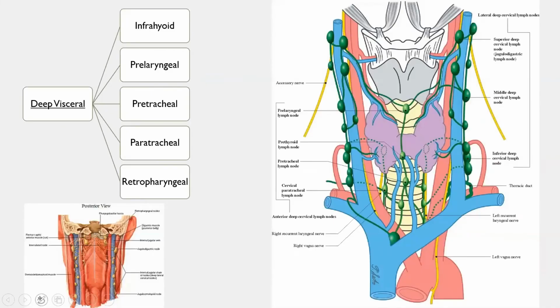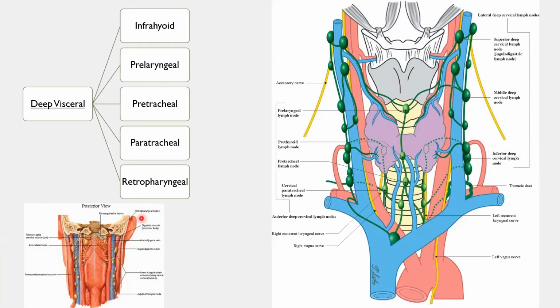So in these diagrams, you can see, right? The infrahyoid ones are not shown here, but they should be situated in this region. And then the prelaryngeal, in front of the thyroid gland, and the pretracheal lymph nodes in front of the tracheal rings. And on either side, you have the paratracheal lymph nodes. So these also drain to the deep cervical lymph nodes.